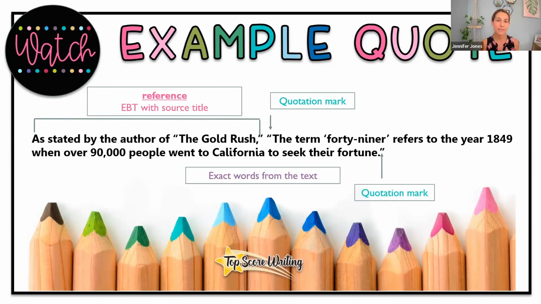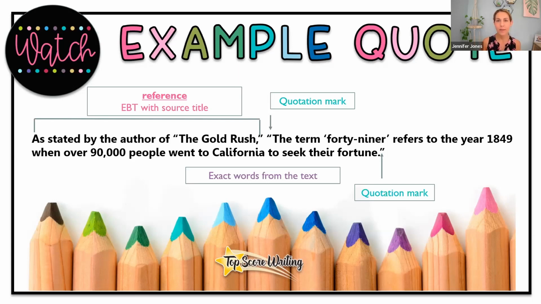Whenever we use an EBT phrase, though, we have to combine it with the specific place where the information came from. So in this case, we combined our EBT phrase with the title, and the title is also within quotation marks. The title of this article is The Gold Rush. Now, sometimes you're going to use an EBT phrase and the title. Sometimes you're going to use an EBT phrase and the author's name. Sometimes you're going to use an EBT phrase and the source number. But do you know why it's so important that we always include either the author, the title, the source number, or the page and paragraph number?